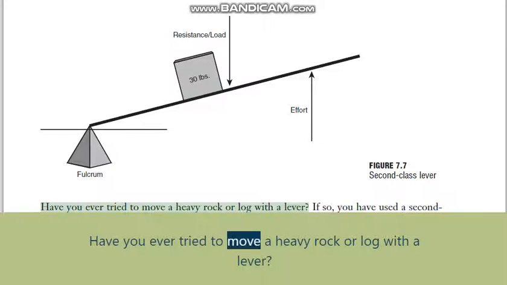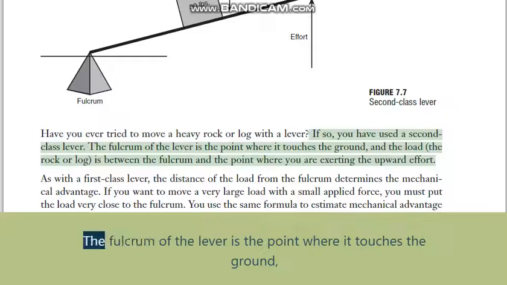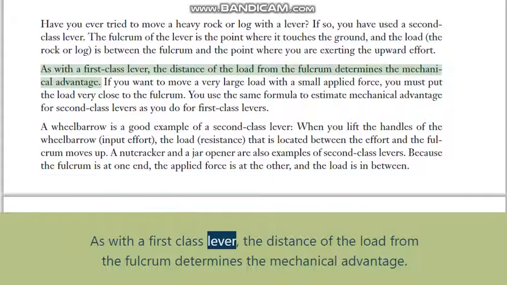Have you ever tried to move a heavy rock or log with a lever? If so, you have used a second-class lever. The fulcrum of the lever is the point where it touches the ground, and the load, the rock or log, is between the fulcrum and the point where you are exerting the upward effort. As with a first-class lever, the distance of the load from the fulcrum determines the mechanical advantage.